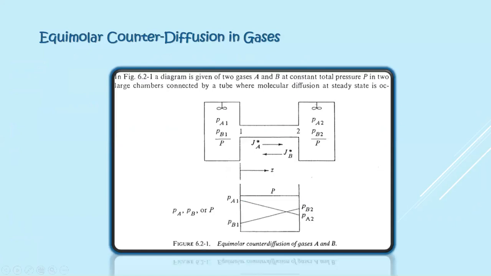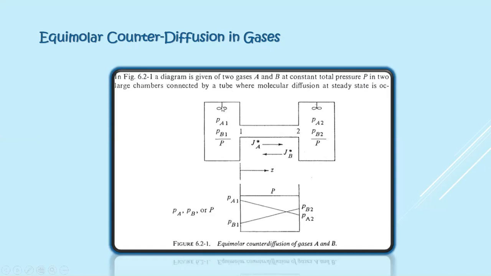So in this scenario, Geankoplis in his book in figure 6.2-1 gives you a diagram of two gases A and B at constant total pressure P in separate chambers. So you have here this chamber 1 and you have this chamber 2, and these particular chambers are connected by a tube where molecular diffusion at steady state is going to occur.